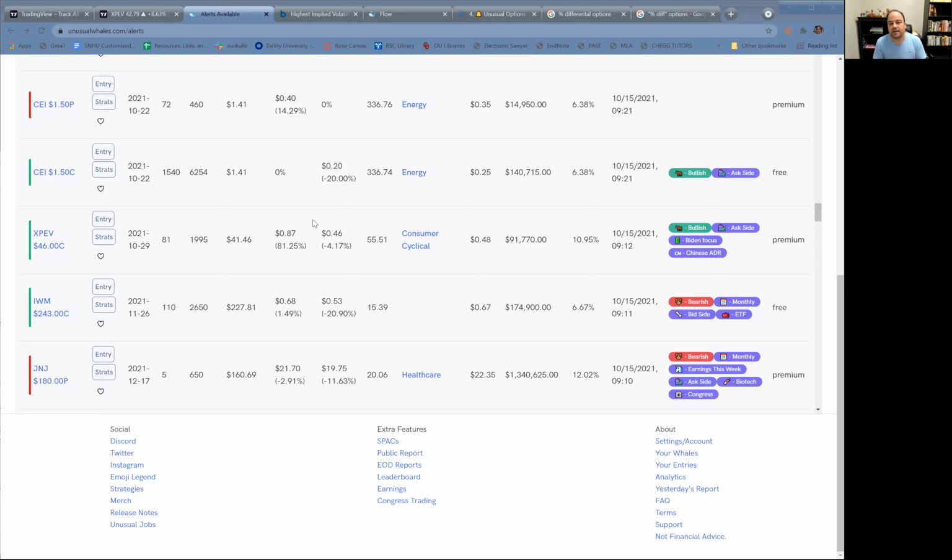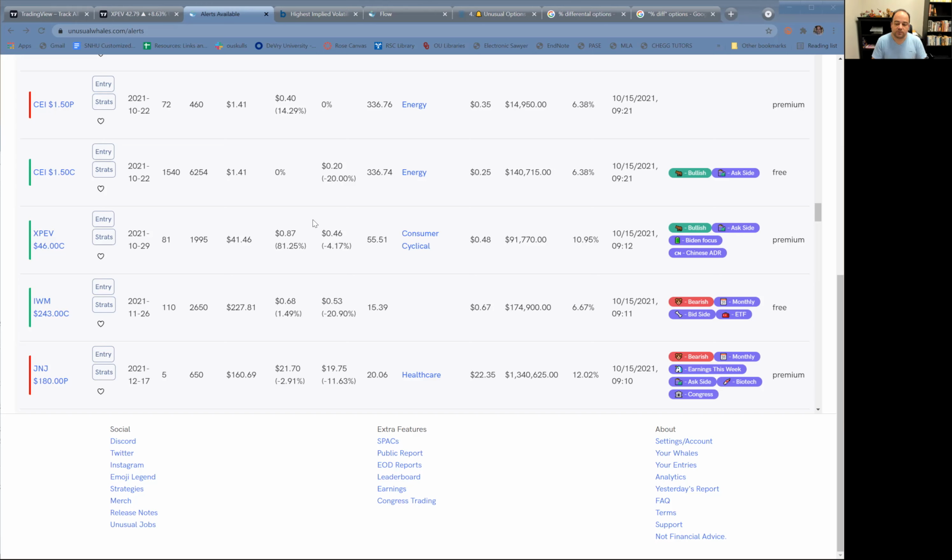So one thing that I do is I look for calls over puts. This is a preference of mine, but it's grounded in the statistics that their calls actually are more successful than the put alerts. And that doesn't mean to never play put alerts, but I tend to look at calls first. And from there, I look at the ask side.